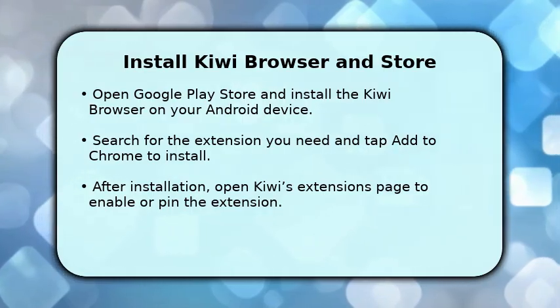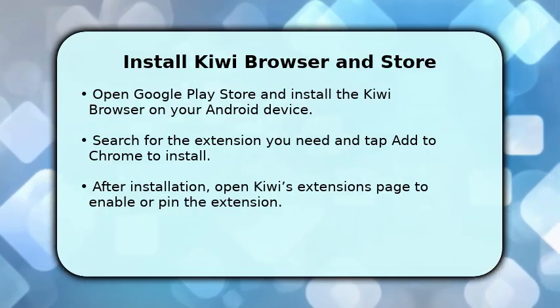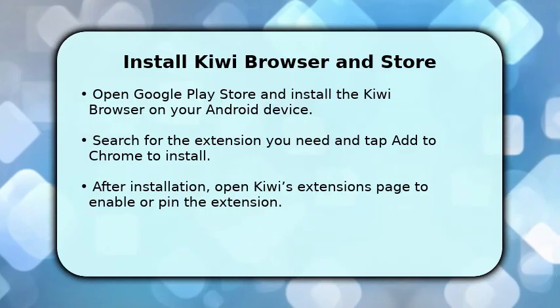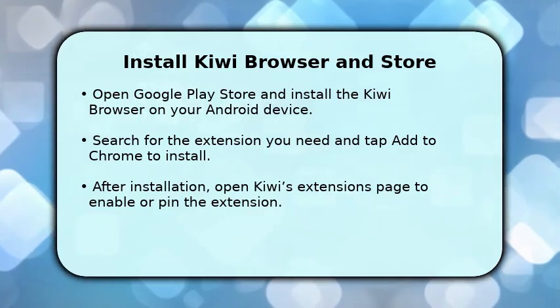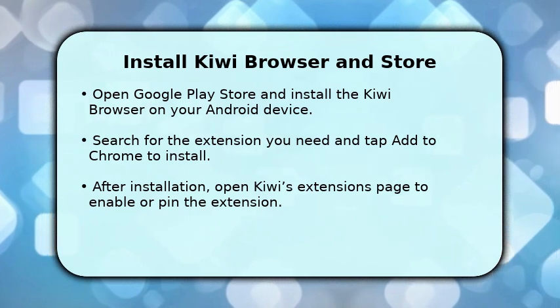Confirm permissions in the pop-up and wait while the extension downloads and installs. After installation, open Kiwi's Extensions page to enable or pin the extension. Proceed to testing the extension on sites where you need its functionality.